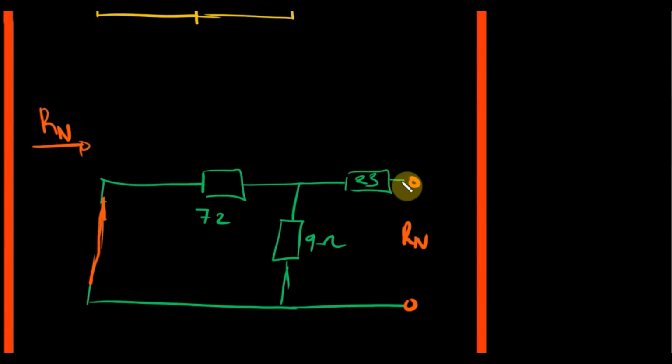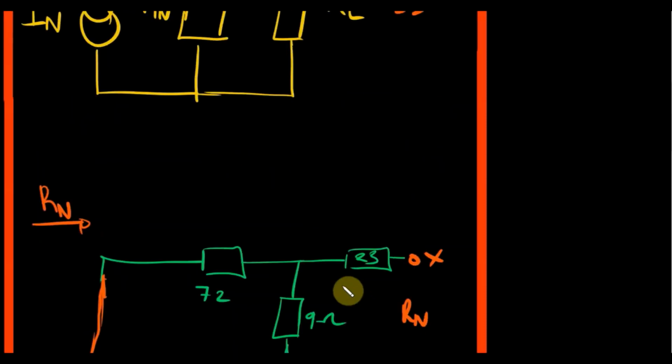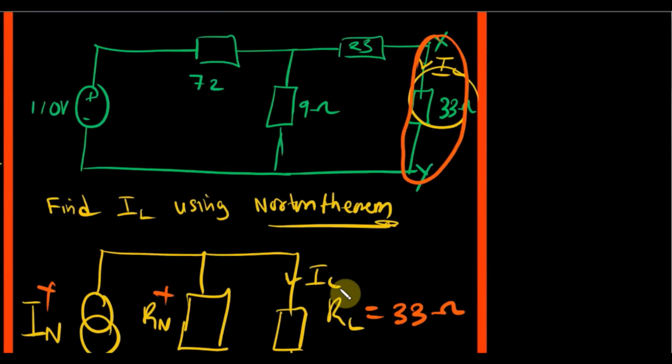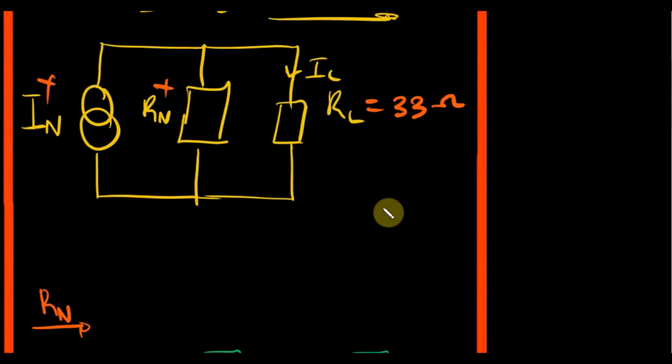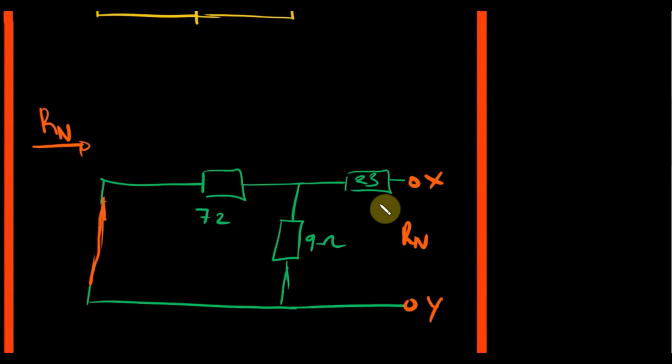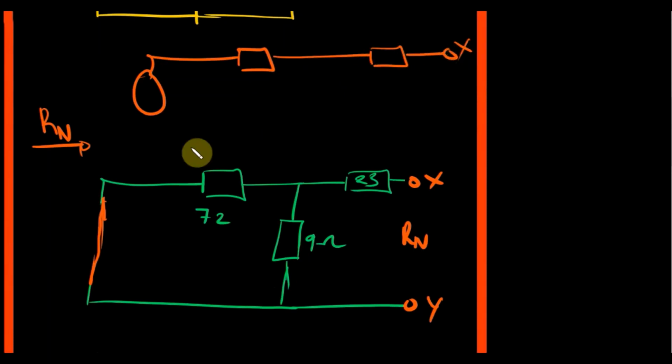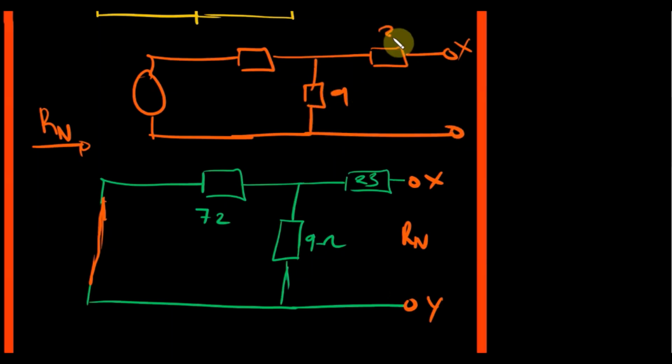Okay, so this is point X and Y, and don't forget that we have removed this load resistor. We have removed it here, just didn't draw it while it's removed. Let me do it. The circuit would look like this: 9, 23, and 7 ohms.